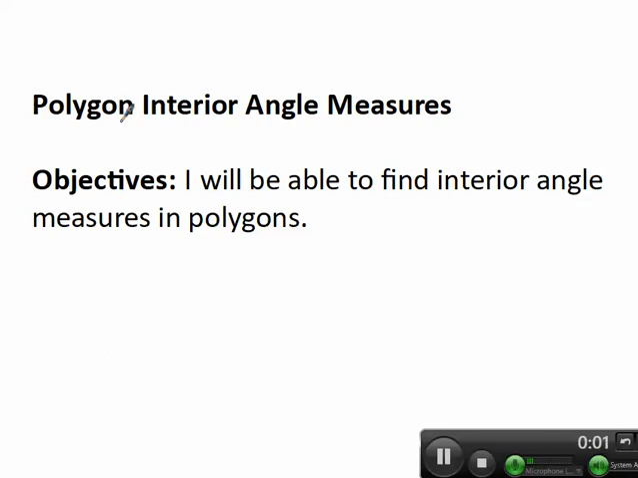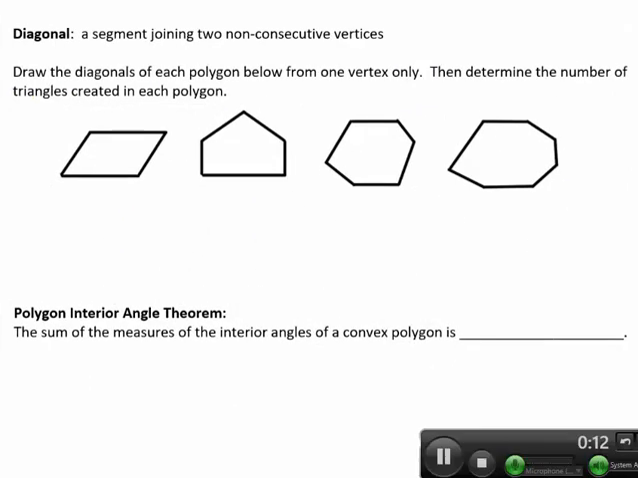Let's talk about polygon interior angle measures. Our objective is to be able to find interior angle measures in polygons, specifically convex polygons. Let's start with what is a diagonal. We're going to do an exploration using the word diagonal.